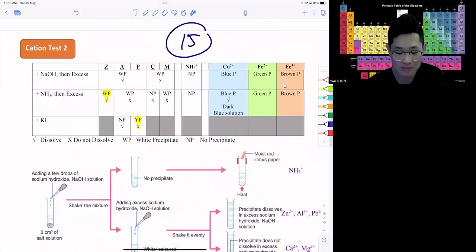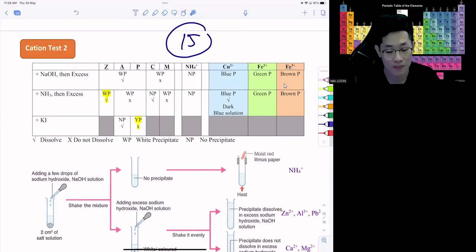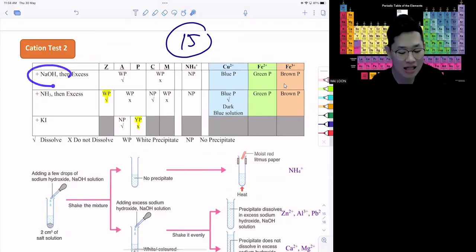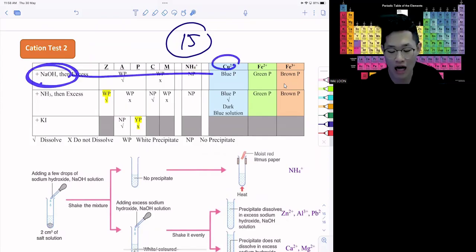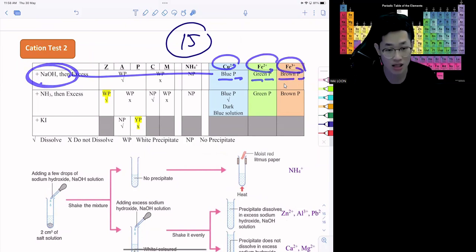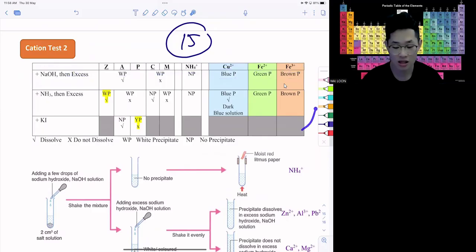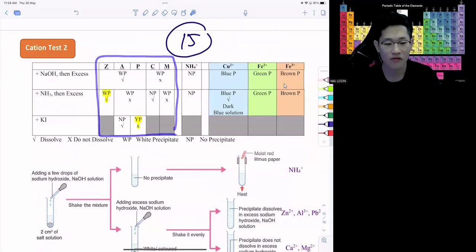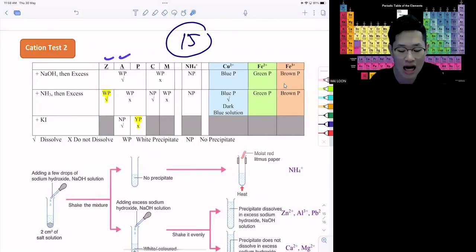So this table, you see, there are 3 ions that come in special color: Cu2+, Fe2+, and Fe3+. They have their own color. So that means when I add NaOH to copper-2 ion, I'm going to get blue precipitate, green precipitate for iron 2, brown precipitate for iron 3. 3 specific colors. Now, we want to memorize the 5 ions that usually come without color.